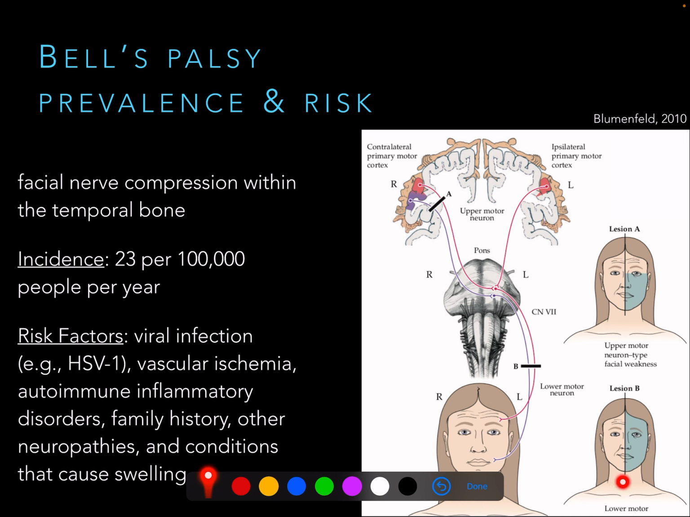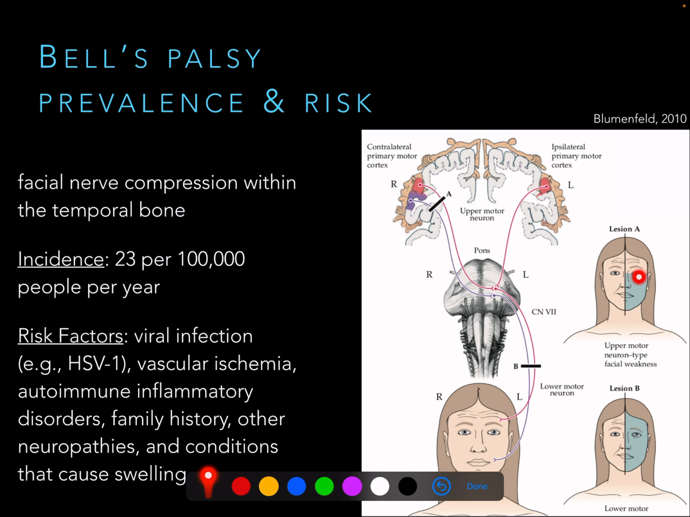Bell's palsy would be the lesion B shown here, that is damage to the facial nerve after it emerges here from the pons. And this pattern of weakness looks very different from what we see in stroke. So if we have damage to the upper motor neurons because of a stroke in the cortex or any of the corticobulbar fibers, you'll notice the upper face is spared.